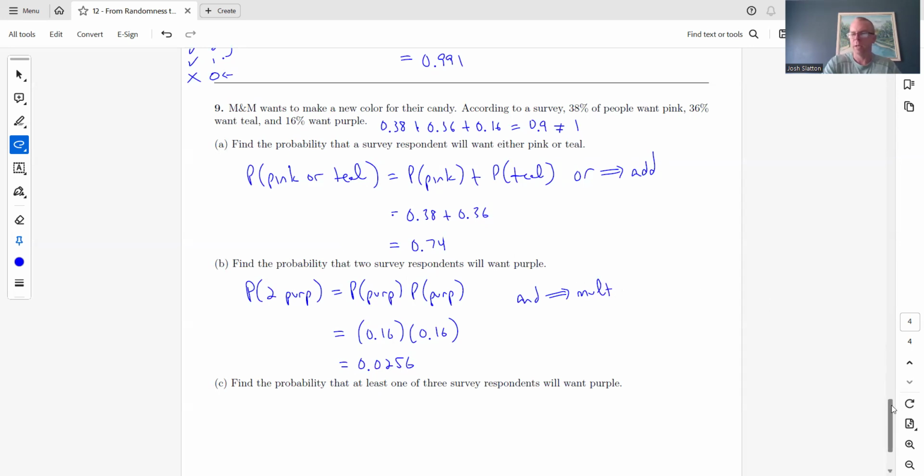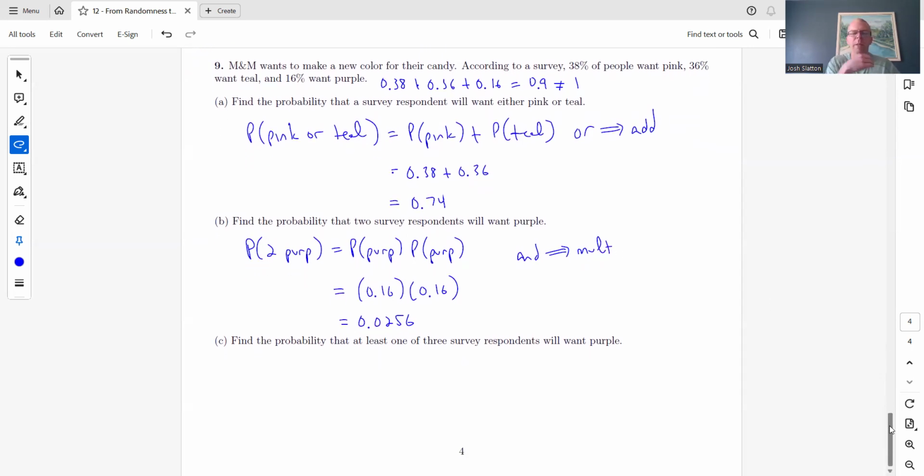All right, and then last one, another at least one. So find the probability that at least one of three survey respondents will want purple. So probability at least one purple. Now, remember, at least one, use the complement. What's the complement of at least one? Complement of at least one is none. So what's probability? 1 minus the probability of no purples.